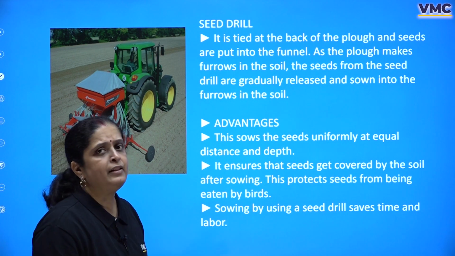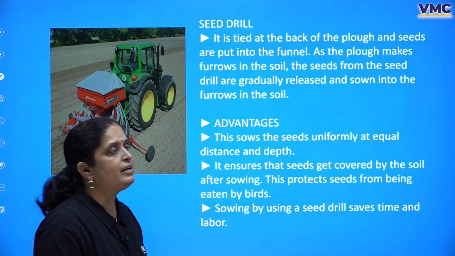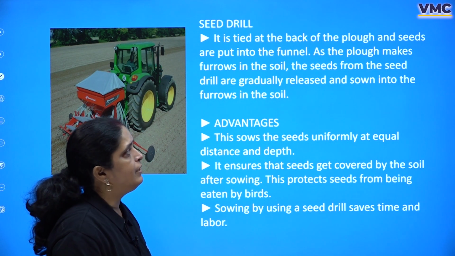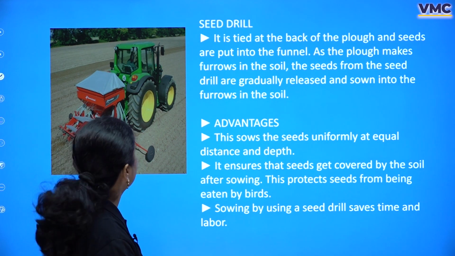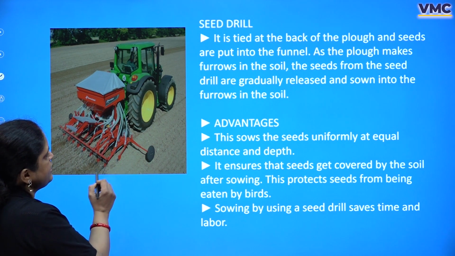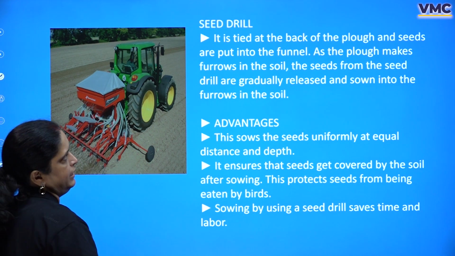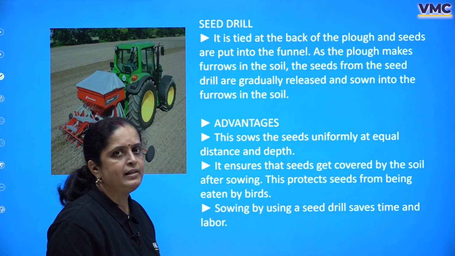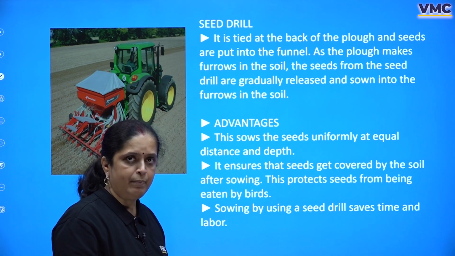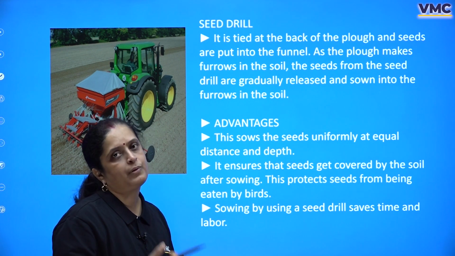The second and the modern method is using a seed drill. A seed drill is a funnel shape device. You can see here, it is a funnel shape device which is connected to many outlets. This funnel shape device ensures that the seed is put at proper depth. It is also spaced correctly.